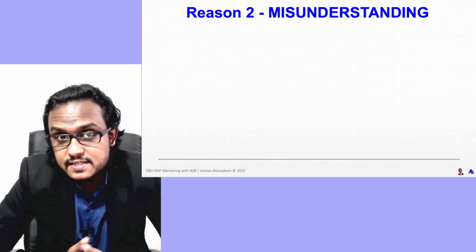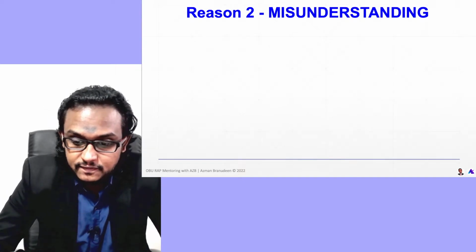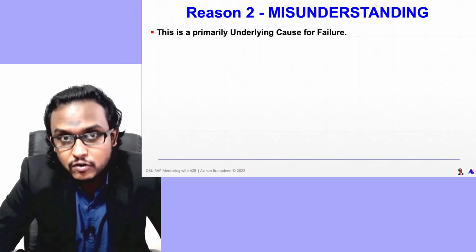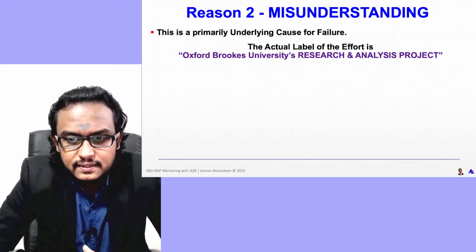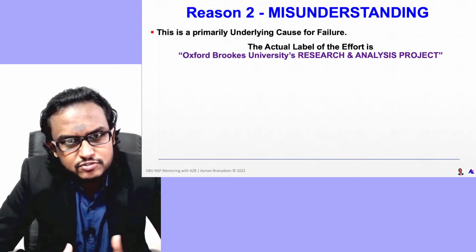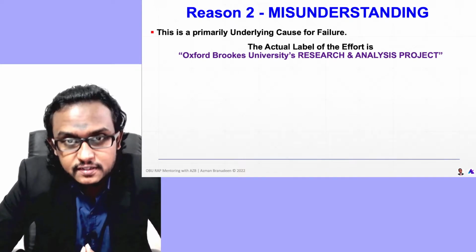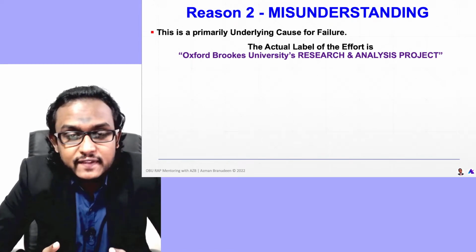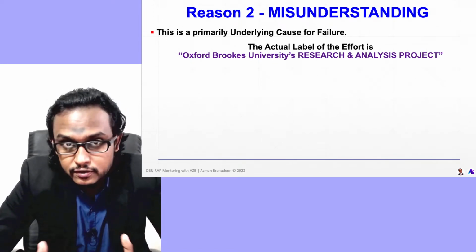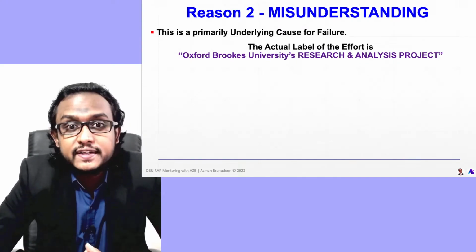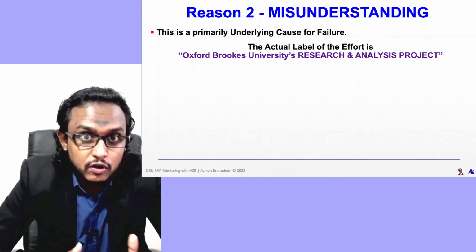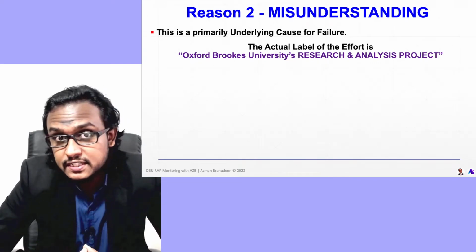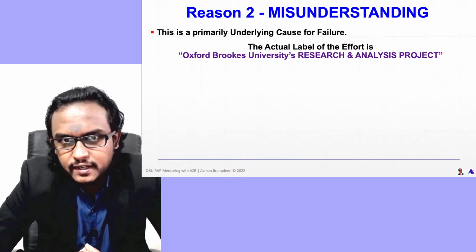The second reason is misunderstanding itself. When you look at misunderstanding, this is a very primary cause of failure. To simplify what this misunderstanding is all about, look at the actual label that the university has given to this project. We call it the OBU, or the Oxford Brookes University's Research and Analysis Project. This is what you do, right?